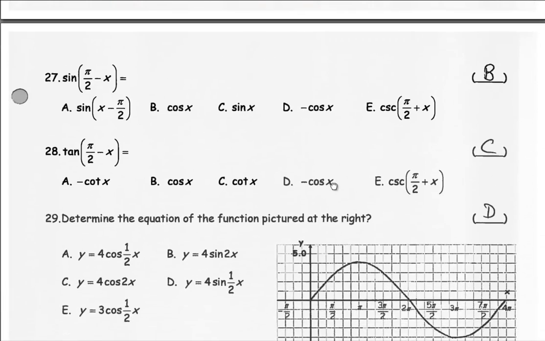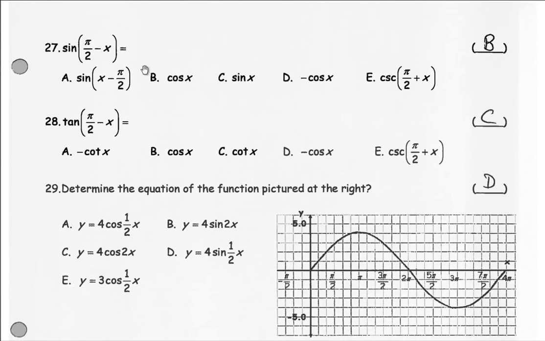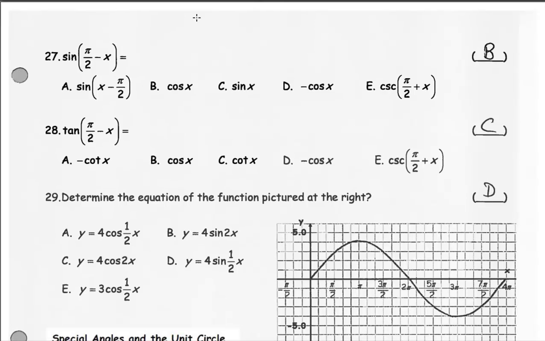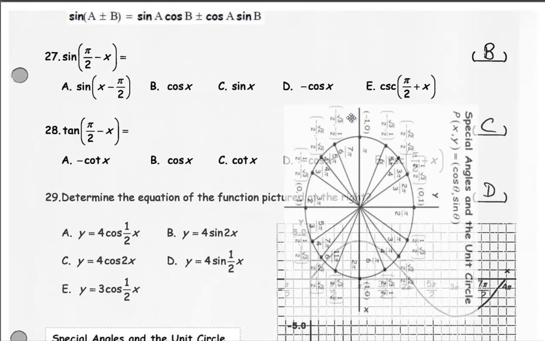Moving on to question number 27. For question number 27, we need this trig identity because this is the sine of the difference of two angles, and of course if it was a sum we could use the very similar one. So it's the sine of a minus b, pi over 2 minus x, and we also need the unit circle down here too, we need that as well.